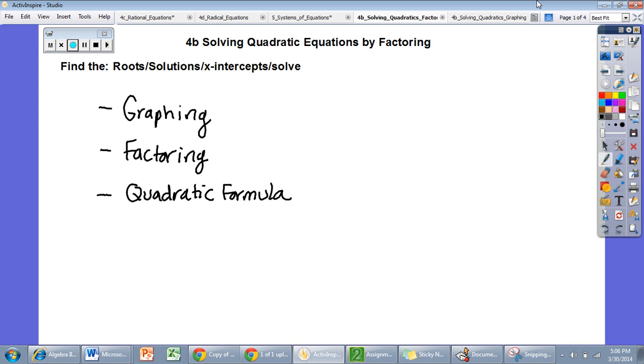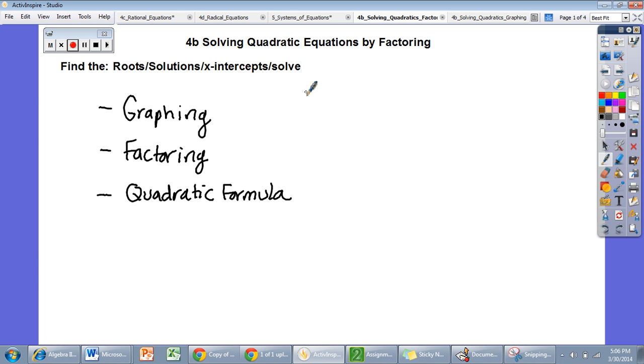This video is to review solving quadratic equations by factoring. And as I talked about in the first video, which was about solving quadratic equations by graphing, the vocabulary here is very important. You will be asked to find the roots, find the solutions, find the x-intercepts, or to solve quadratics. And essentially you're being asked to do the same thing. So make sure you know that these words all mean the same thing.